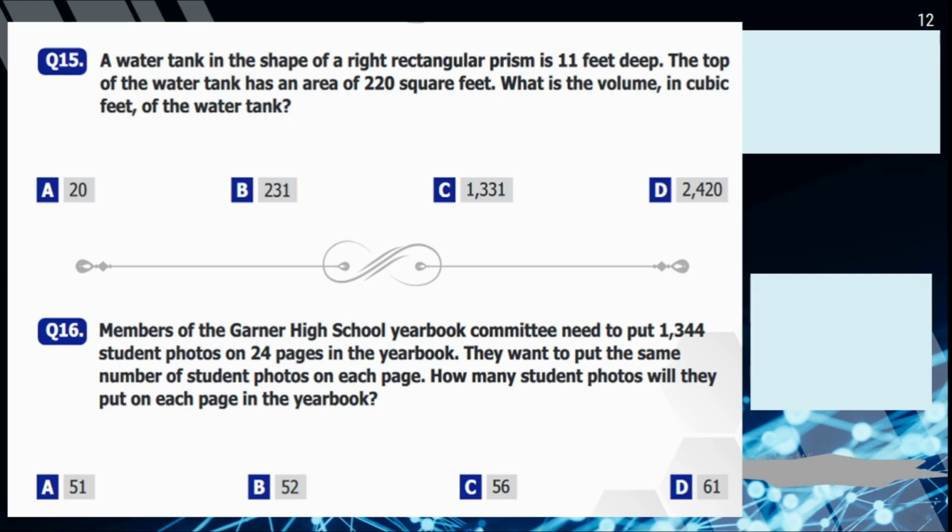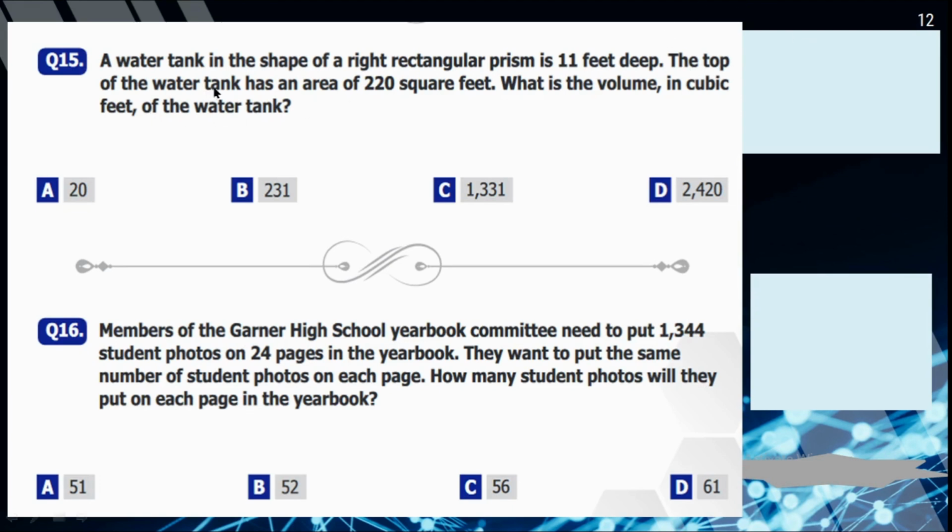So we are at question number 15, but let me just remind you that you have to listen to the question, pause the video, solve it by yourself, and then check the explanation and the answer. So a water tank in the shape of a right rectangular prism is 11 feet deep. When we say right rectangular prism, it means we are talking about a cube or cuboid, depending upon the values. If all the values are the same, then it will be a cube, otherwise it will be a cuboid.